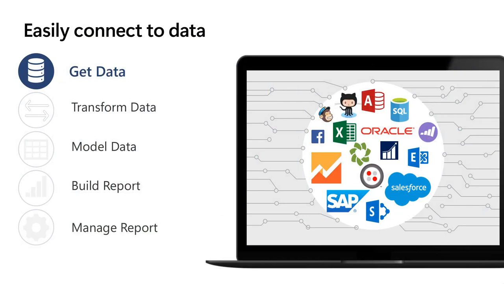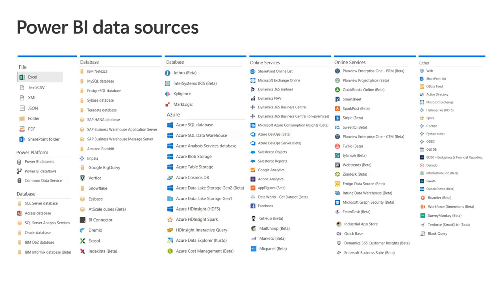Let's consider for a moment the Get Data stage of building a Power BI report. There are a really wide range of data sources that you can connect Power BI to, whether that's Microsoft products such as Excel or SharePoint, through to third-party products such as Salesforce, Oracle, or SAP. As you can see, there are a really wide range of Power BI data sources, whether it's files held locally, Power Platform data sources, databases, Azure services, through to third-party online services.